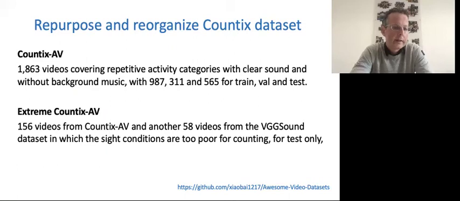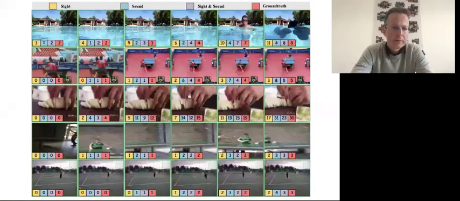We also created a challenging test set, which we call Extreme Countix Audiovisual. This dataset contains 156 videos from Countix AV and another 58 videos from the VGG Sound dataset, in which the sight conditions are too poor for counting, so that we really force the model to listen to the sound. Now here you see some samples from this dataset. I will show some more videos at the end as well.